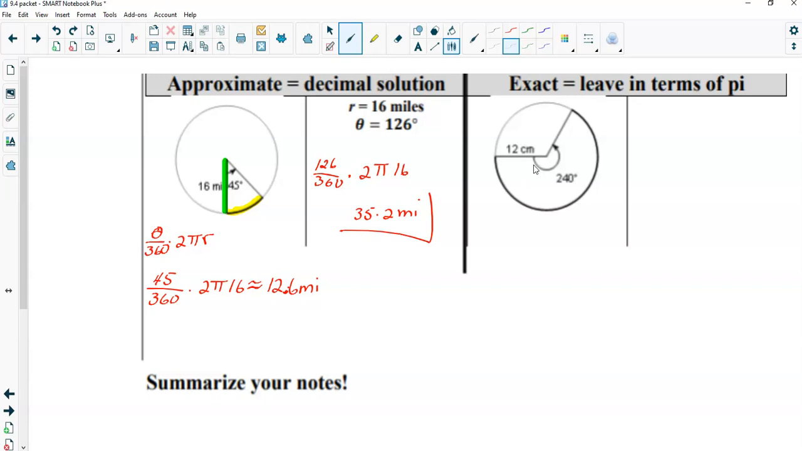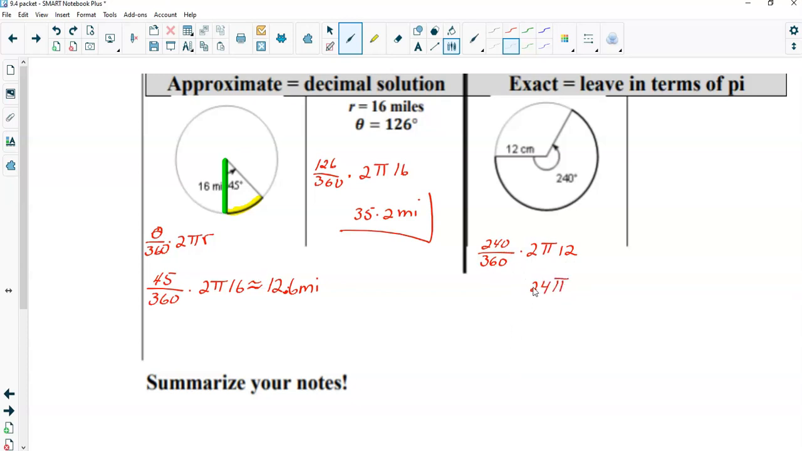Now, what are they talking about when they say exact, leave it in terms of pi? Now we're talking about the major arc. See that? They want the major arc. How long is this right here? So basically, if you want the exact measurement, just leave it in terms of pi. So the formula was theta over 360 times 2 pi 12. So 2 times 12, that's 24 pi.